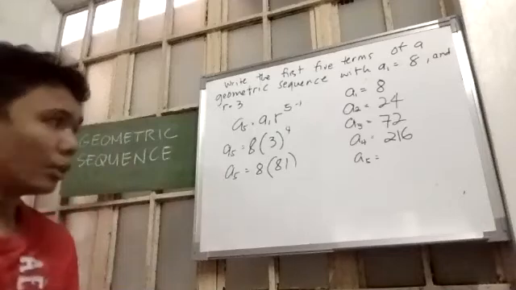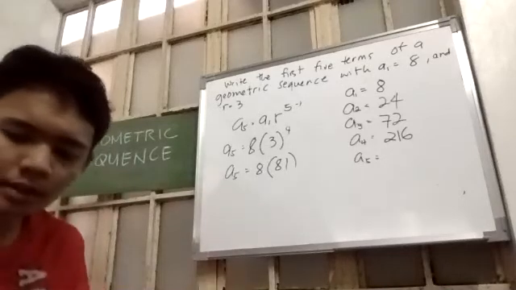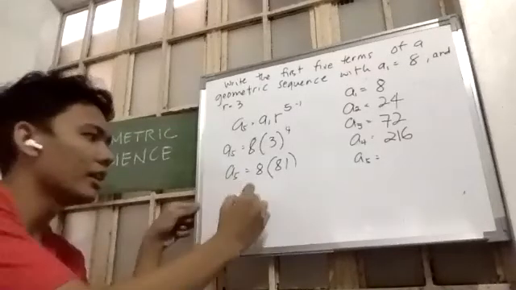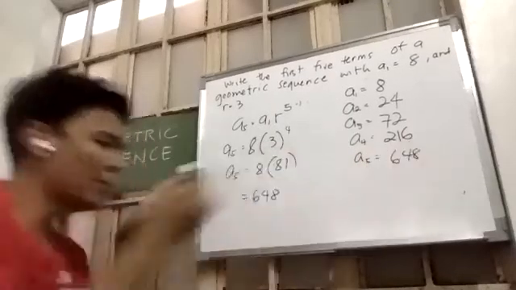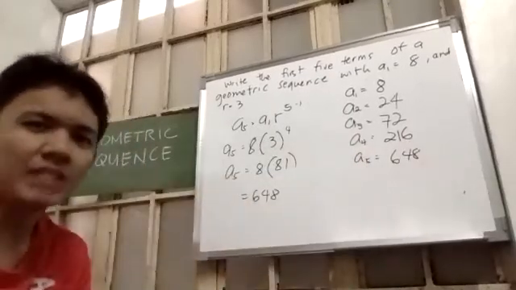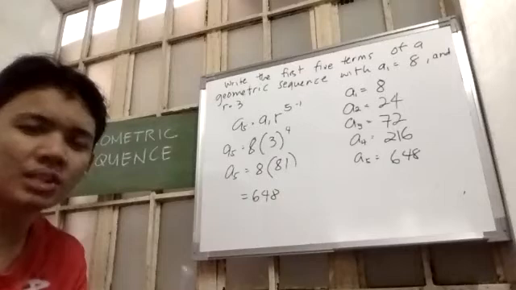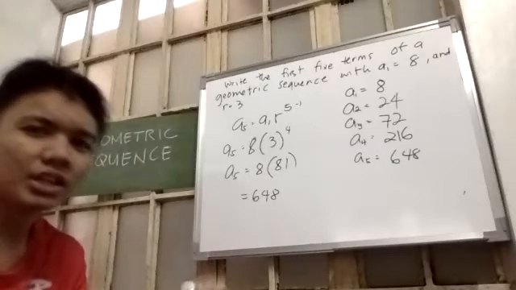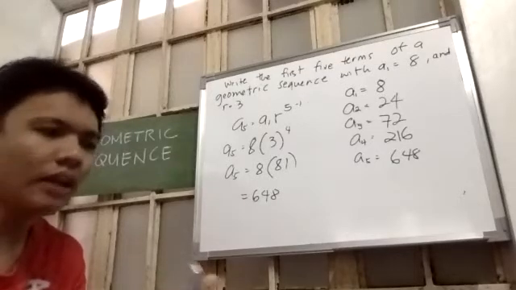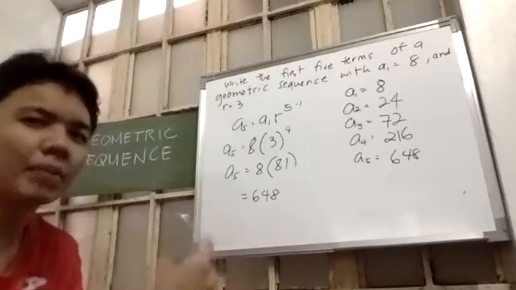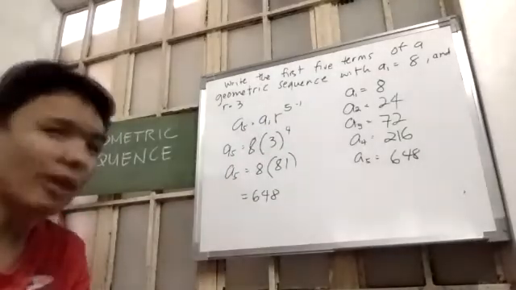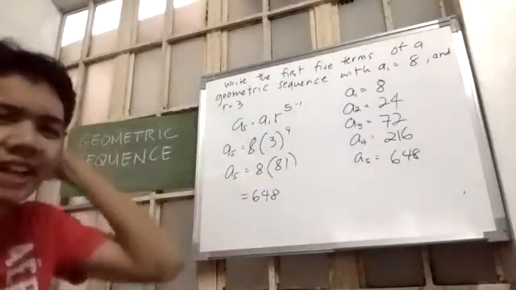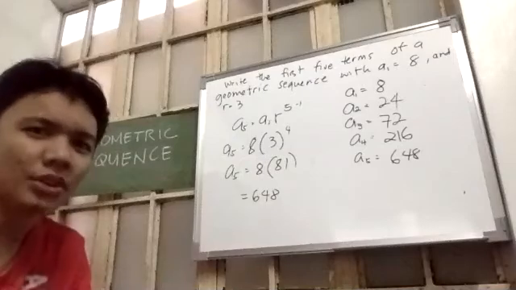So, we multiply 8 times 81 is 648. Kung mapapansin nyo, papalaki na siya ng papalaki kasi nagmumultiply tayo. Napo-form kasi siya by multiplication. Hindi siya tulad nung arithmetic na nag-add lang tayo kaya maliit lang yung mga numbers. So, ito, papalaki siya ng papalaki. May mga times na sa sobrang laki nung mahahanap yung number, magtataka kayo kung tama pa ba yung sagot ninyo.